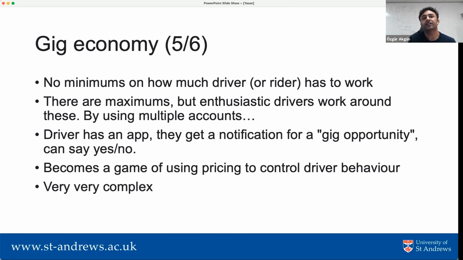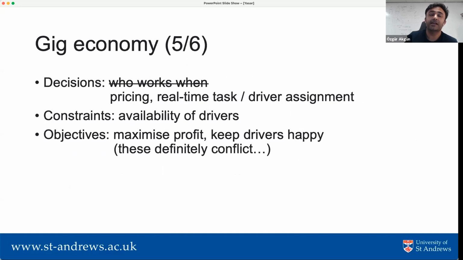So what happens is these systems try to use pricing to control the driver behavior. They also try to give incentives, like you get your first refusal in the first 5 minutes when you open the app. So they try to guarantee you get a job early on, such that you are likely to stay for longer. So this becomes a very, very complex problem indeed. It is a bit similar to pricing for flight tickets, but even more complicated and real time. So the decision isn't who works when, but it is more pricing and real-time task driver assignments, and you do this under a bunch of objectives.